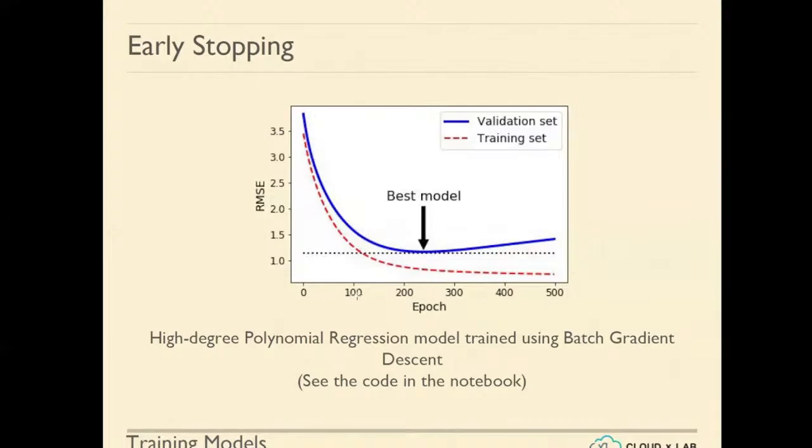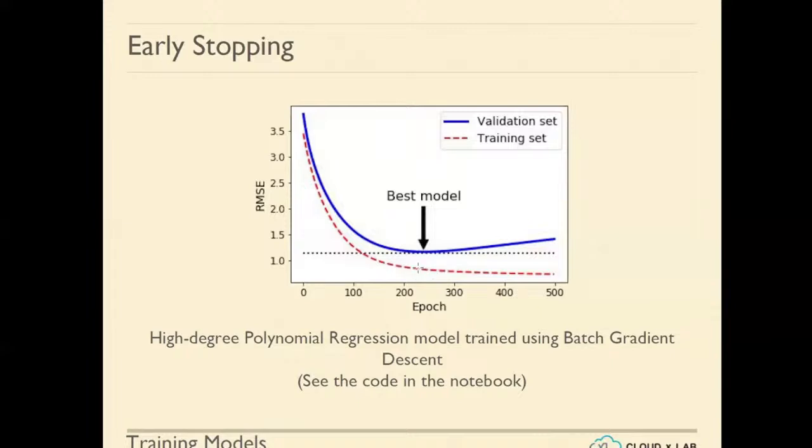Now, as you train your model more and more, the training error will reduce, and at the same time, validation error will reduce, right? And after some time, let's say you are getting a decent validation error and a good RMS error, right?